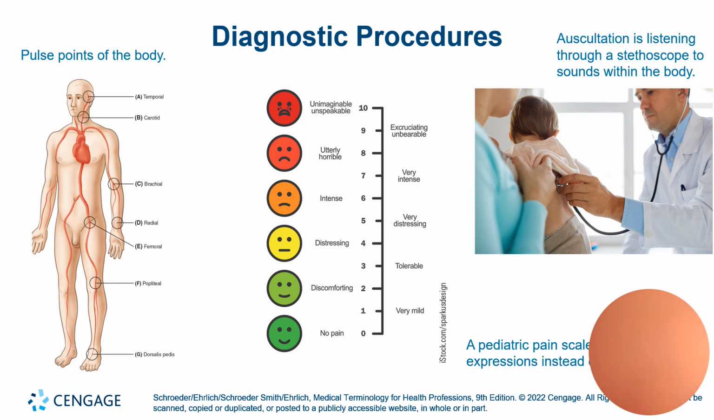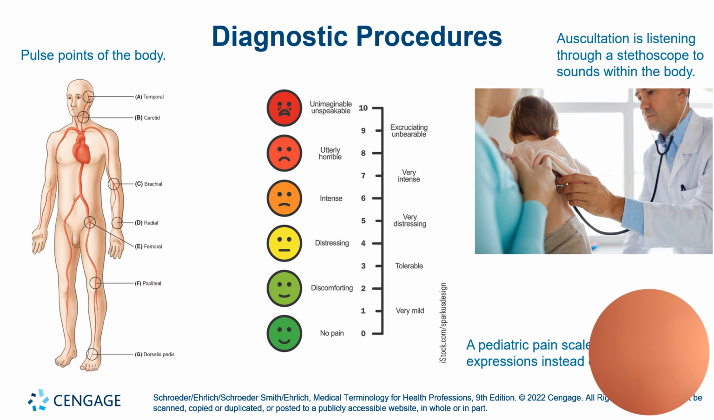Stridor is an abnormal high-pitched breathing, may have a bit of a musical sound to it, but it's caused by a blockage or partial blockage in the throat or the larynx. We also want to listen to heart sounds. We're listening for that lub-dub, which is the normal heart sounds. We may hear a bruit, which is an abnormal sound, or a murmur that's heard when we auscultate an artery.